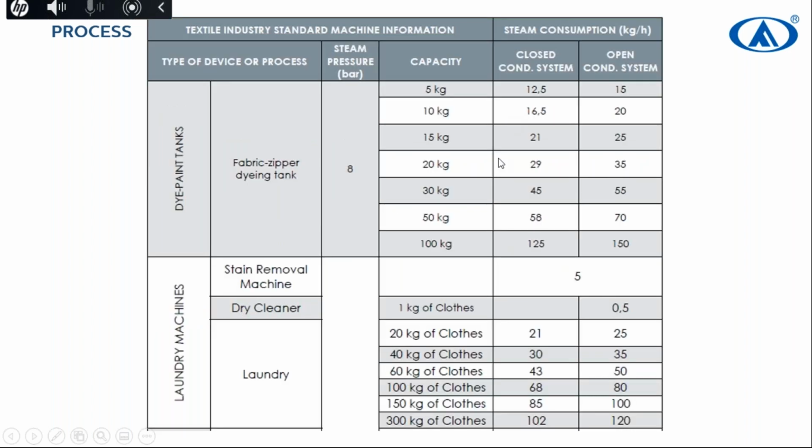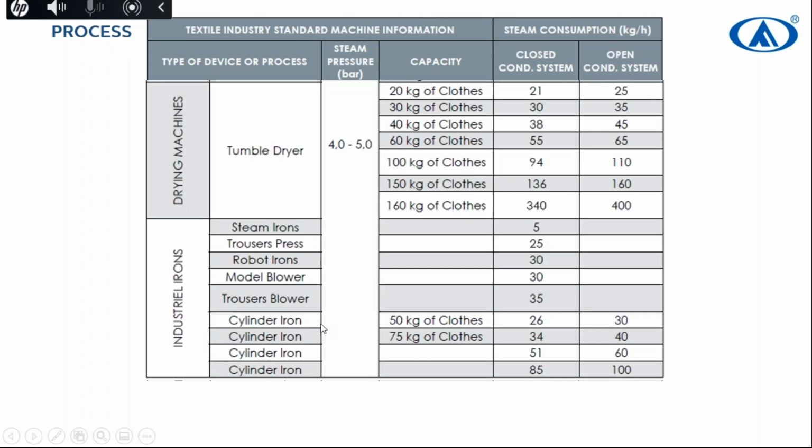We will make some examples. For example, for dyeing paint tanks, you can check the capacity. If it's 50 kilogram, it means if it's a closed system, 58 kilogram per hour steam consumption, it means 58 kilogram per hour condensation will be here. So according to this knowledge, you can select your steam trap. Generally SK51 for that case. For laundry, you can also find, if it's open or closed application, the amount of your condensation.